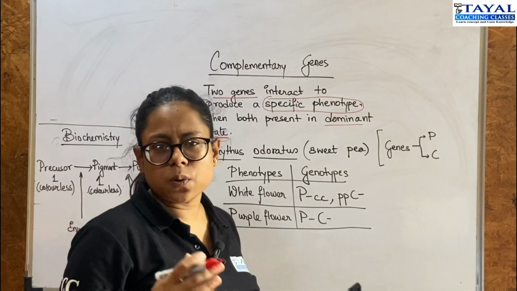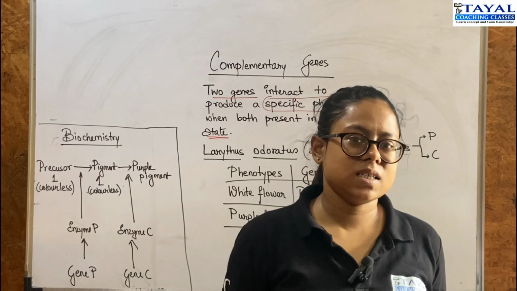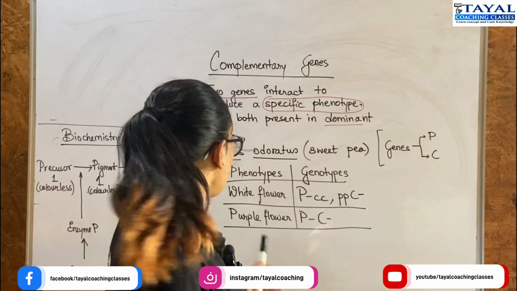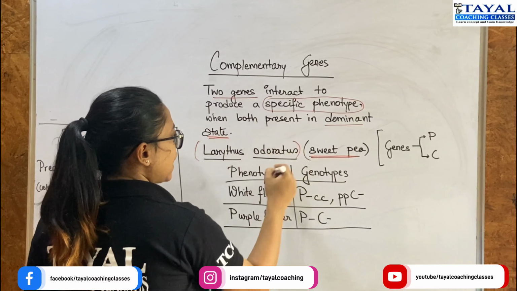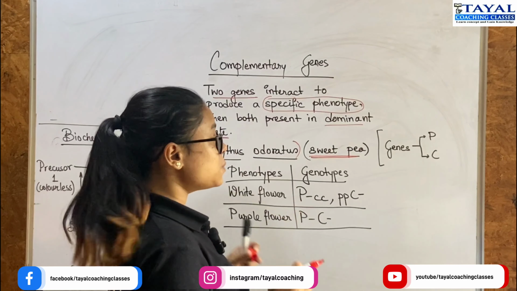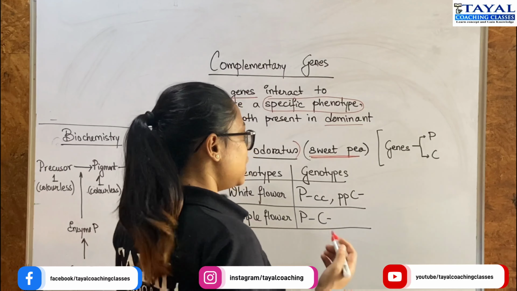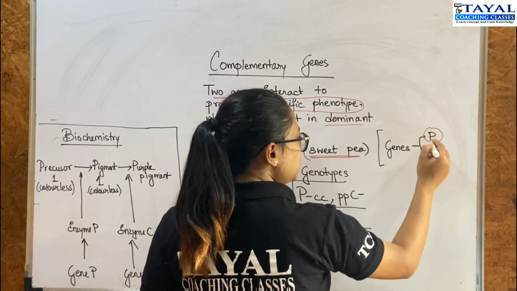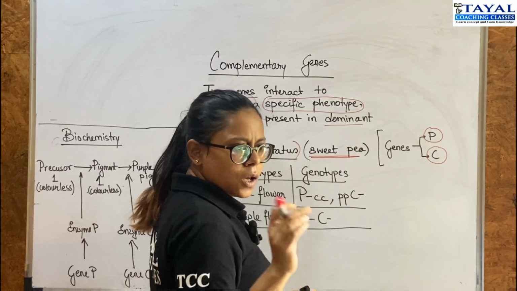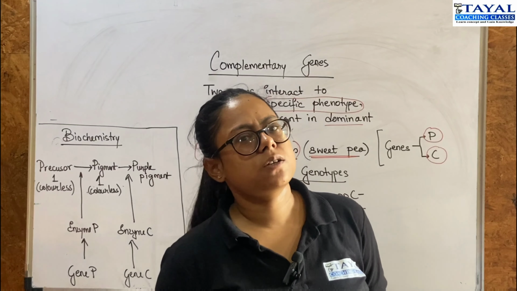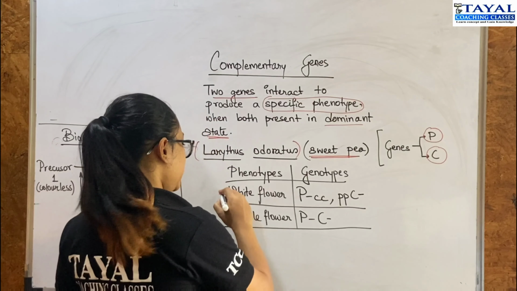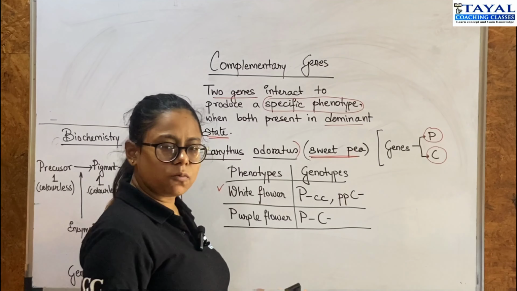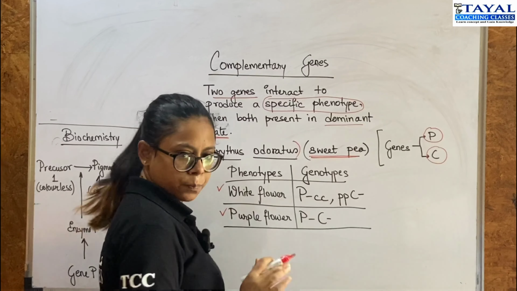Okay, so the experiment was done by Punnett and Bateson themselves, and they worked on a sweet pea variety known as Lathyrus odoratus. So in this particular sweet pea variety, they isolated two genes. One was the P gene, another was the C gene, which they found were responsible for the flower color, right? So the two phenotypes that were noticeable were the white flowers and the purple flowers.